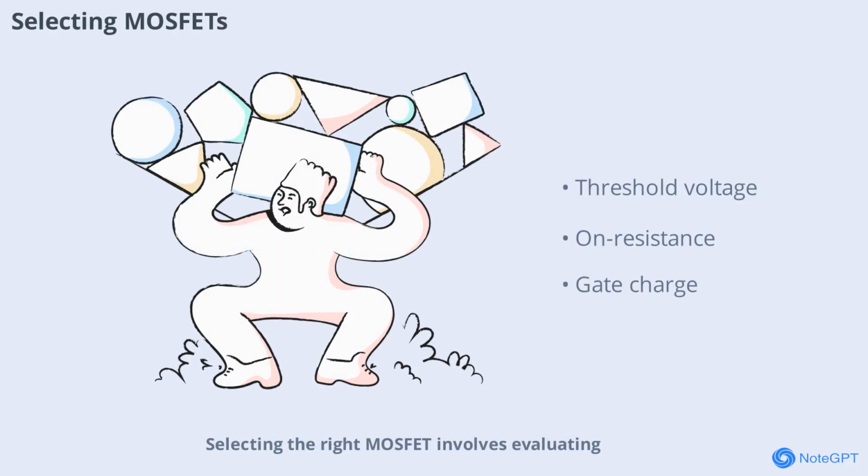Selecting the right MOSFET involves evaluating key characteristics such as threshold voltage, on resistance, gate charge, and breakdown voltage. Designers must match these parameters to their circuit requirements, balancing performance, efficiency, and reliability. Careful selection ensures that the MOSFET operates safely and meets the demands of the application.